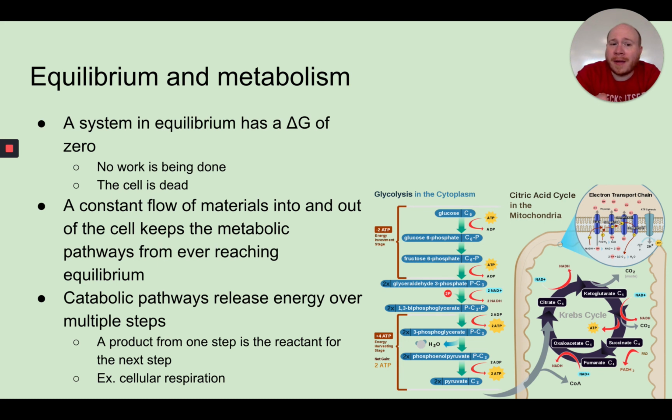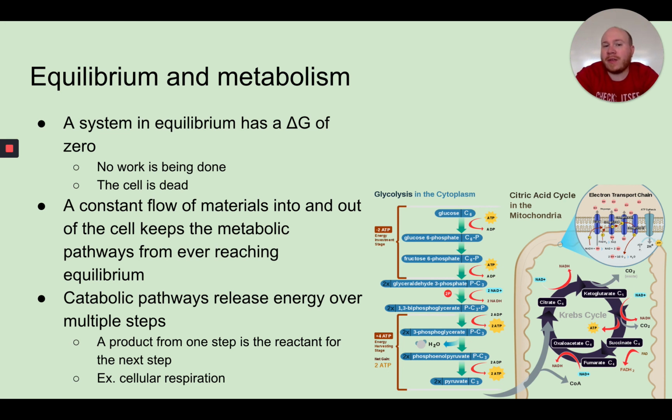And catabolic pathways release energy over multiple steps. So instead of breaking down a sugar molecule all at once and having all this energy released, which would then get mostly lost as heat, we instead harness it by controlling each reaction as time goes on. So a product from one step is generally going to be the reactant for the next step in the chain.